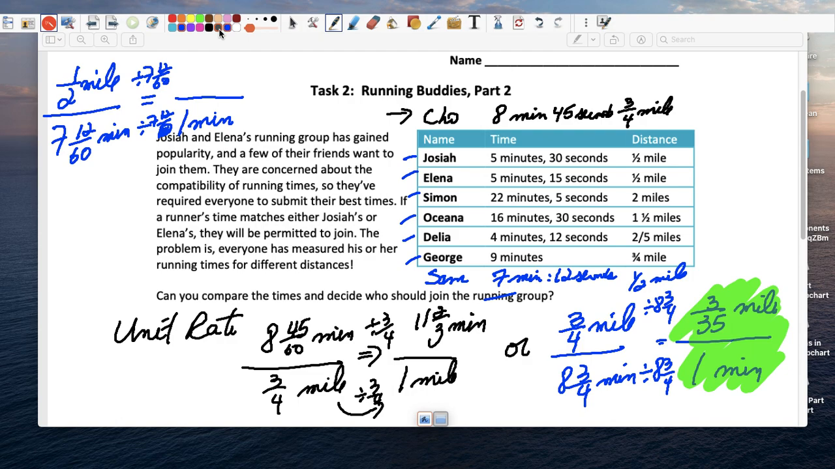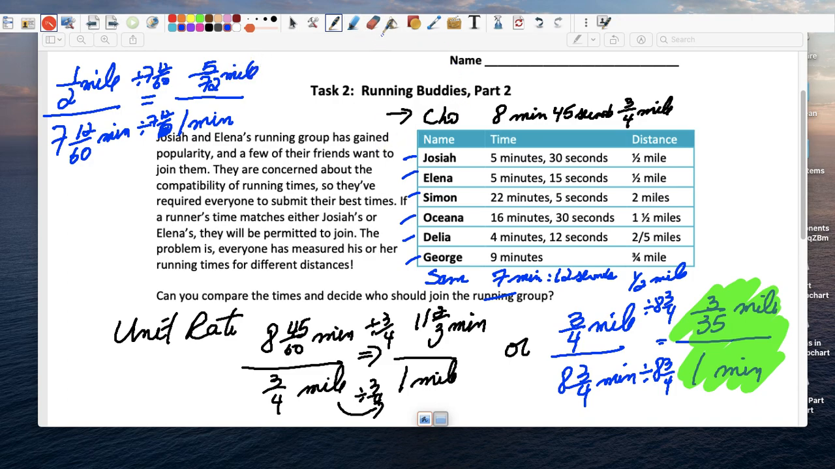1/2 divided by 7, 12, I should have just 12 or 60. So we get that, and simplify. We get that in 1 minute, she can run 5/72 of a mile. Not that far, but that's how much she ran.